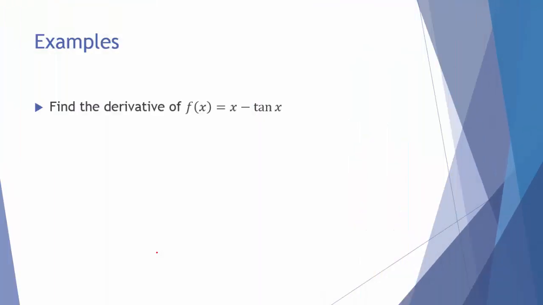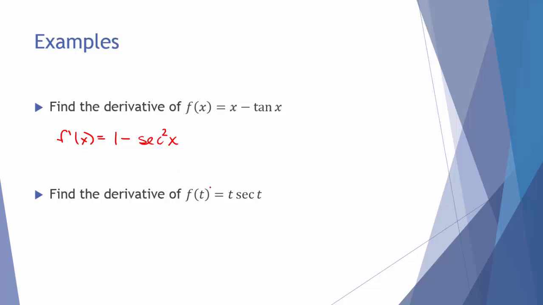So let's do some examples of these. We're going to find the derivative of f of x equals x minus tangent x. So our derivative, this is just the difference of two functions, so we'll use the difference rule, which says I can take the derivative of each term individually. So the derivative with respect to x of x is 1, and we just said the derivative of tangent x is secant squared x. So that's the derivative of x minus tan x. Pretty straightforward for that one.